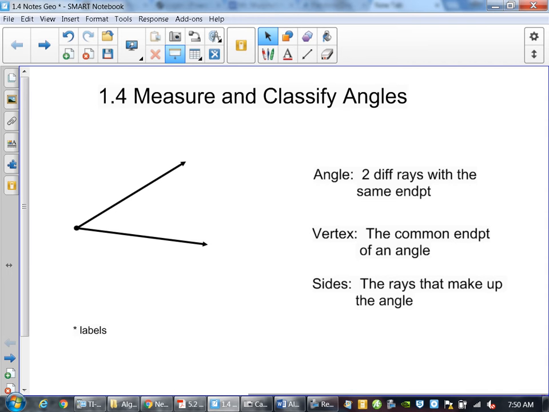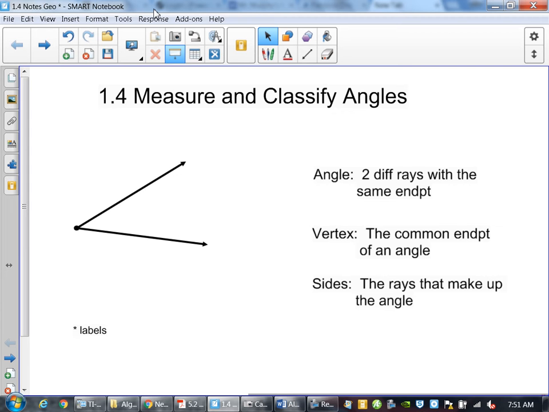So angles are two different rays that have the same endpoint. That common endpoint they share is always called the vertex. And the sides of an angle are just the rays that make it up. Now I put a little note in here about labels. Labeling angles is really important for knowing what you're looking at. It's the one part that students can easily mess up if they're not careful.